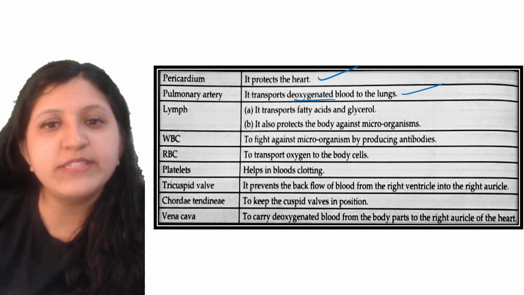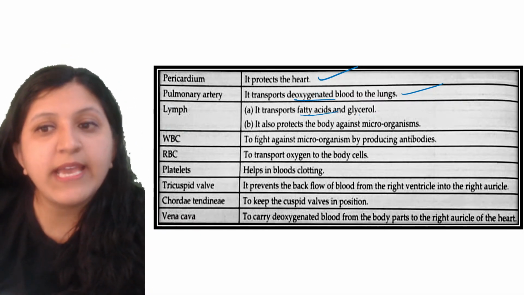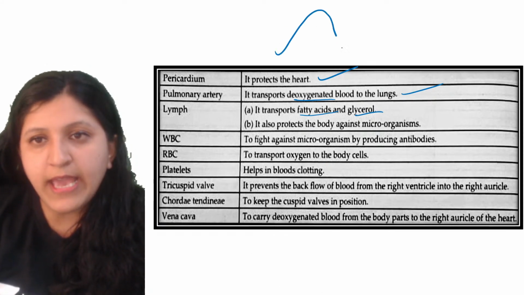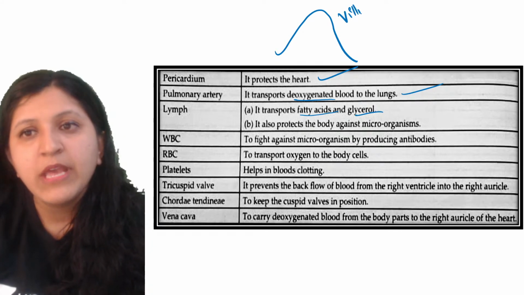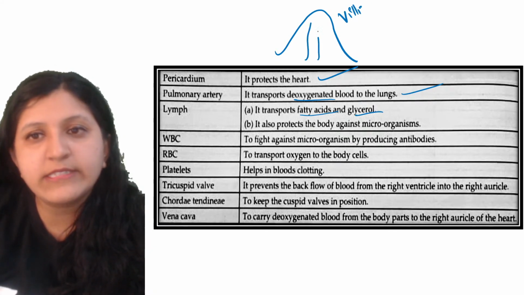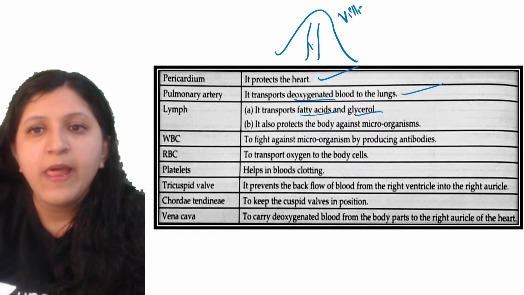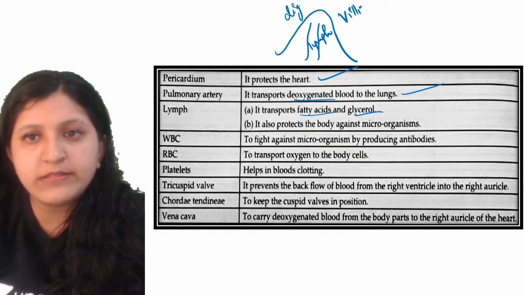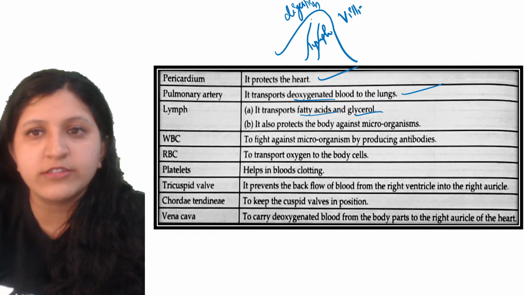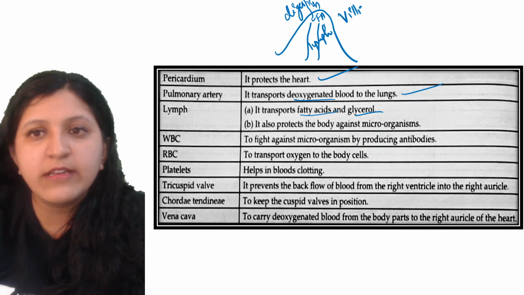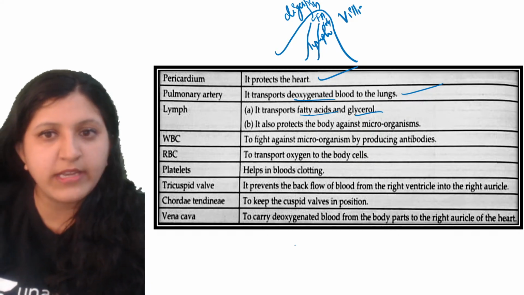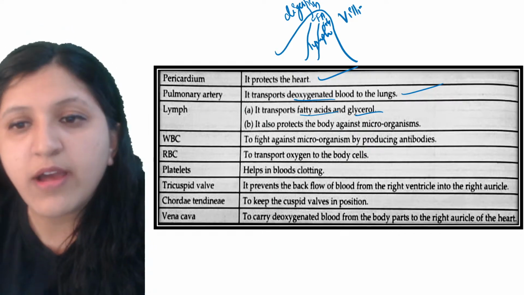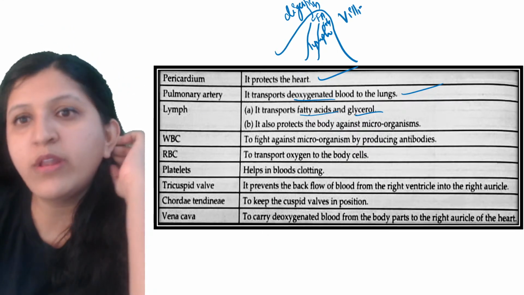Then lymph is mentioned. It transports fatty acids and glycerol. You know that there is an intestinal villi. Let's say this is a villi, into which you can find a lacteal, the supply of lymph vessels. So this is a lymph. As the digestion occurs here, fatty acid and glycerol are going to enter this lymphatic vessel. So it transports fatty acids and glycerol.